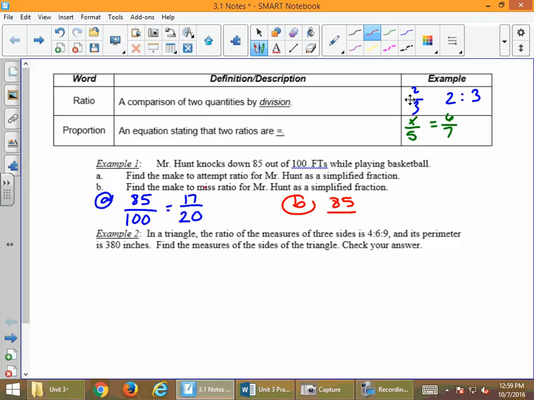Yeah, how'd you get there? Yeah. He's had a total of 100 shots. 85 of them are makes. That means 15 of them have to be misses. To figure that out, just do the total minus how many he made, and that gives you how many he missed, which is 15. Again, always, always, always simplify your fractions. What do we get? 17 over.